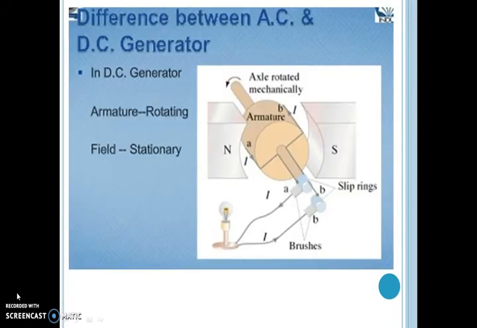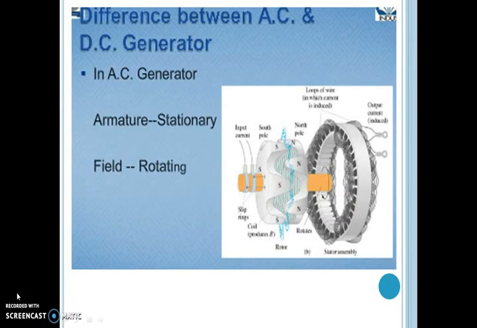I earlier said the basic difference between the AC and DC generator, so I repeat it once again. In DC generator, the armature is rotating and the field is stationary. That is, the rotor is the armature winding and the stator is the field magnet. And in the AC generator, the armature winding is the stator, that is the stationary part, and the field magnet is the rotor or rotating part.